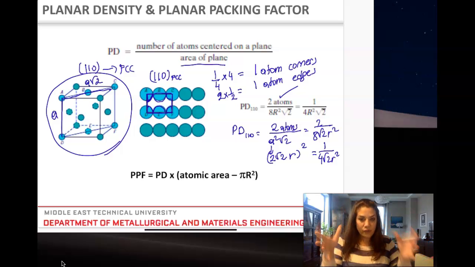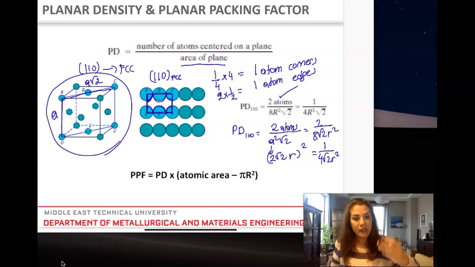Just from the number of atoms based on the area, I can calculate how many atoms there are for a given plane and divide that by the total area of the specific plane that we're investigating. That gives me how many atoms per nanometer squared or whatsoever as a planar density. But if I want to find a unitless number, a percentage or fraction, what fraction of that area is covered by atoms, all I have to do is multiply my planar density by the atomic area, which is pi r squared, right?